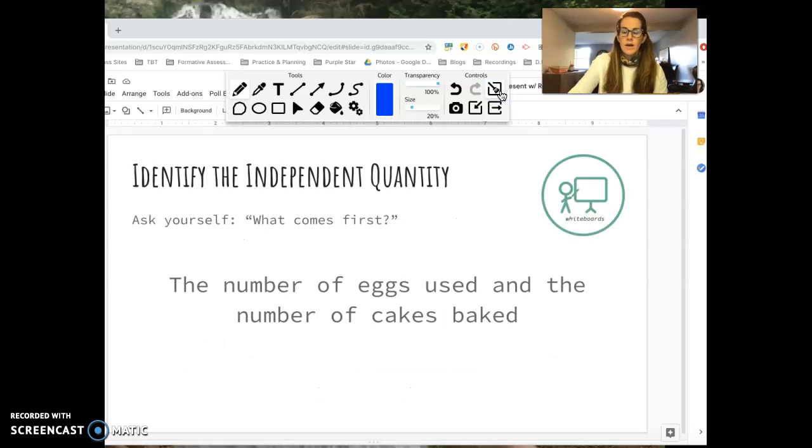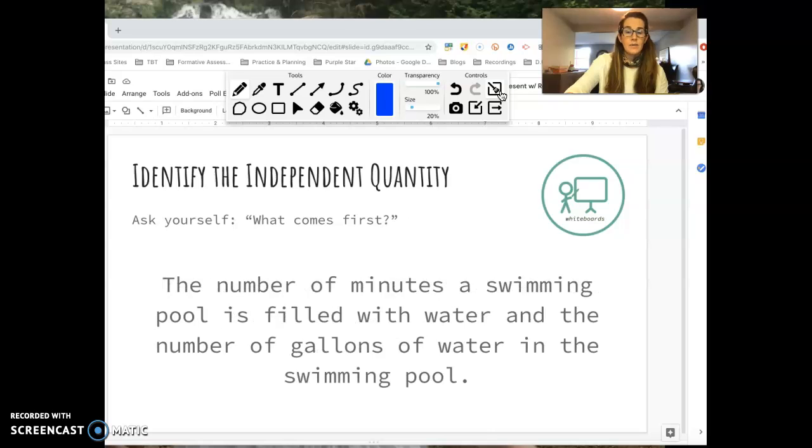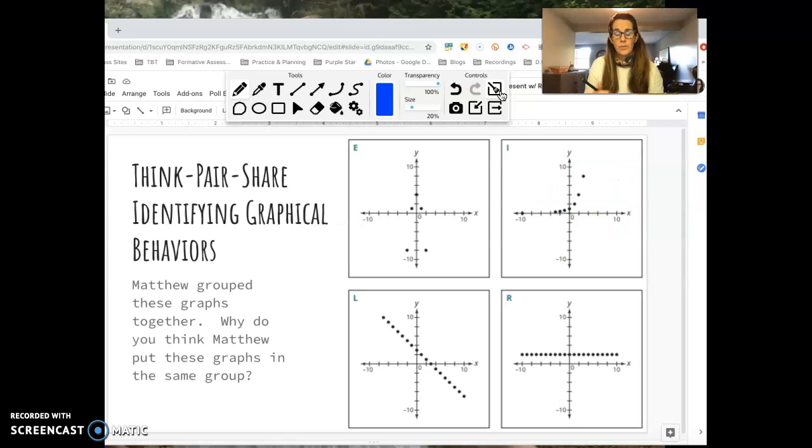Here are some practice problems. You could go ahead and try these. If you have any questions on them, let me know.